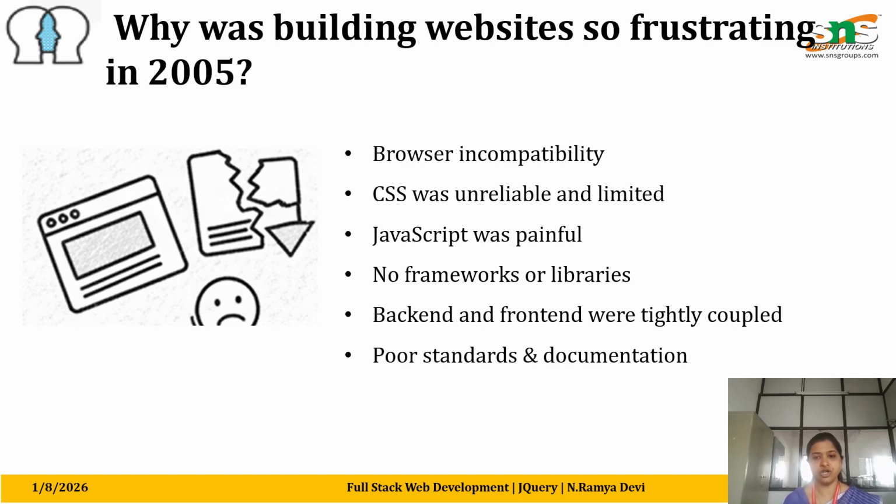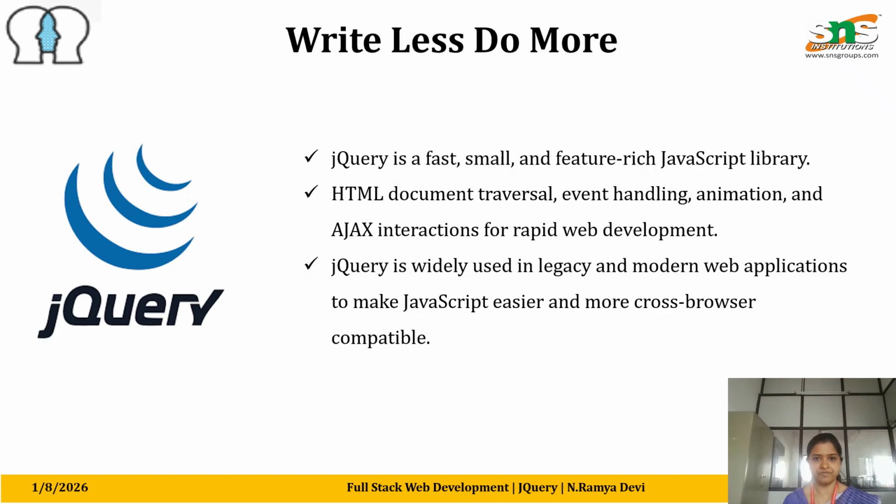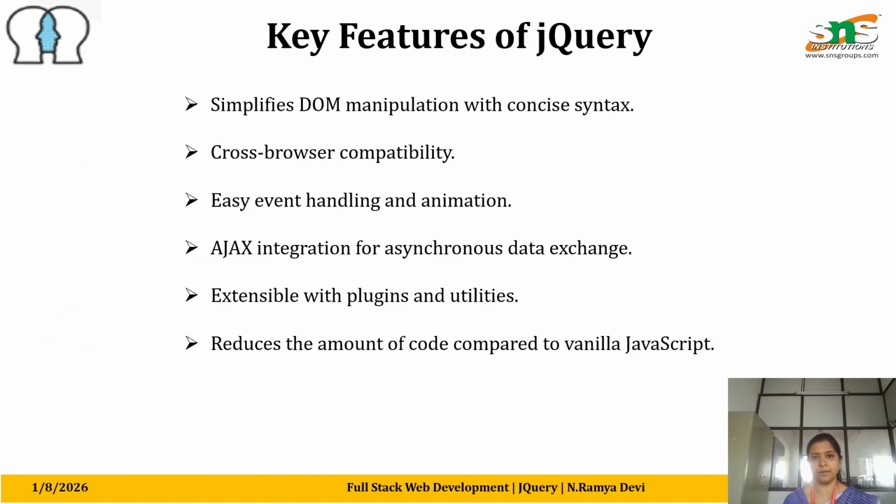So, in 2006, John Resig introduced a concept called jQuery, which is a small and feature-rich JavaScript library. jQuery is used for HTML document traversal, event handling, animations, and Ajax interactions for rapid web development. The main idea behind jQuery is write less and do more. It is also called a JavaScript library, it is very small, and it handles all the DOM manipulations to make them easier, with more cross-browser compatibility.